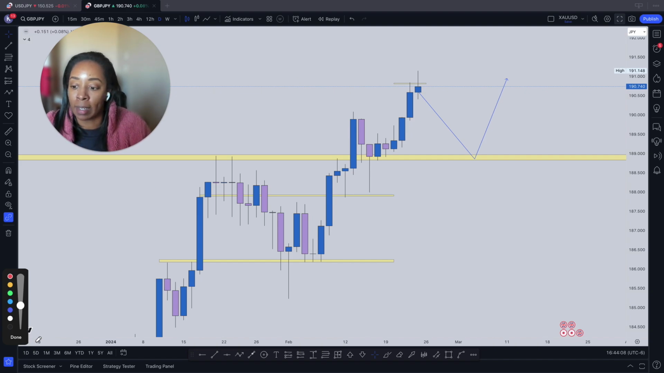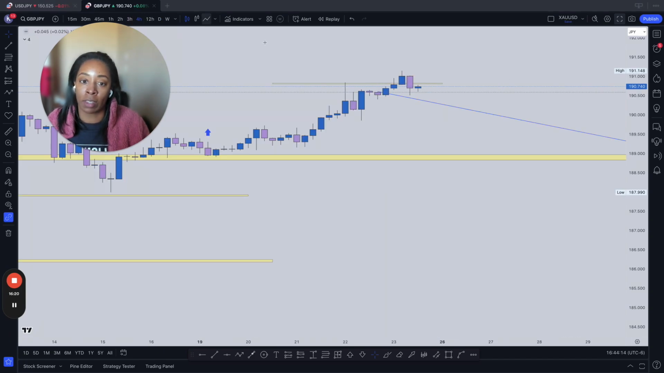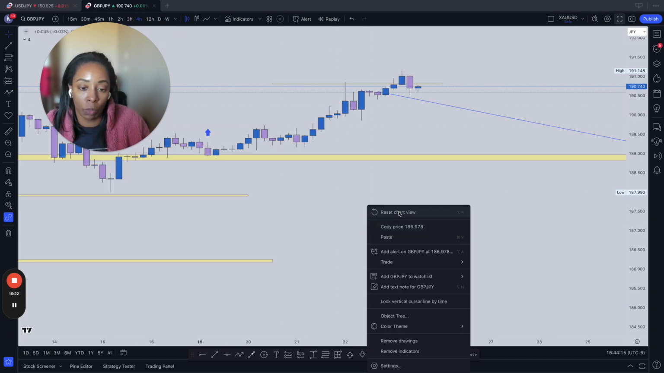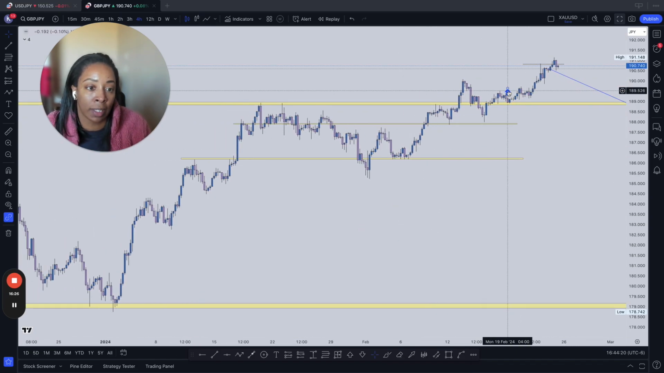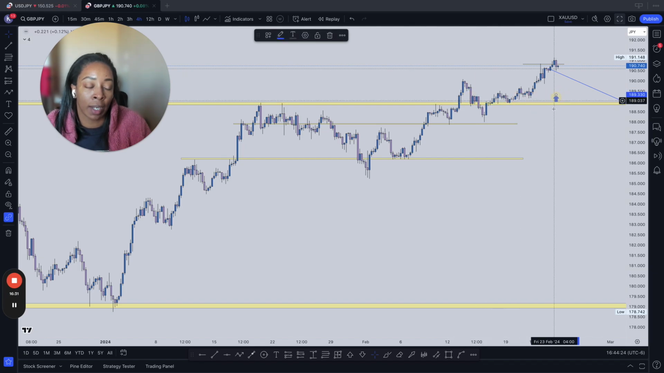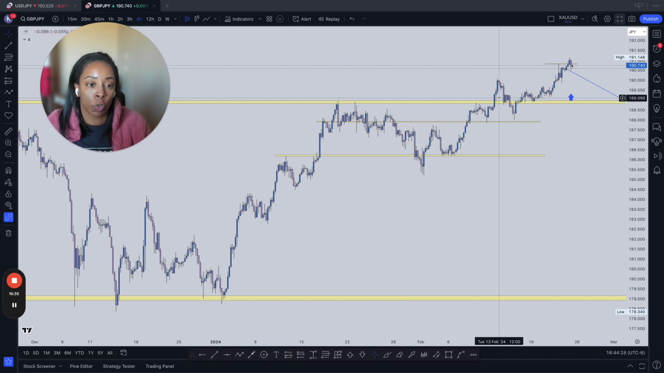So let me get out of this and then let me go back to my analysis. So let's look at the 4-hour. We're going to right click and then reset chart, basically just to make it look a little bit cleaner. You can see I had an arrow here for price going up, and it did. Unfortunately, I missed these trades.